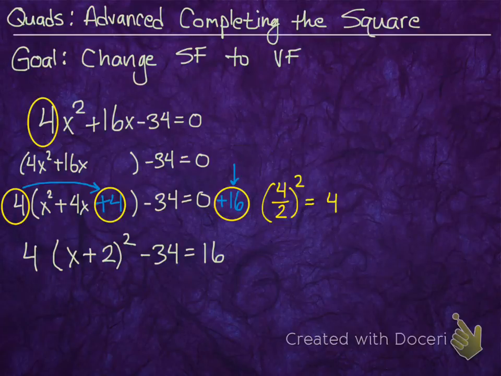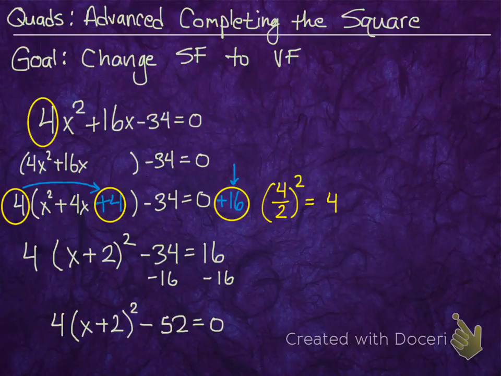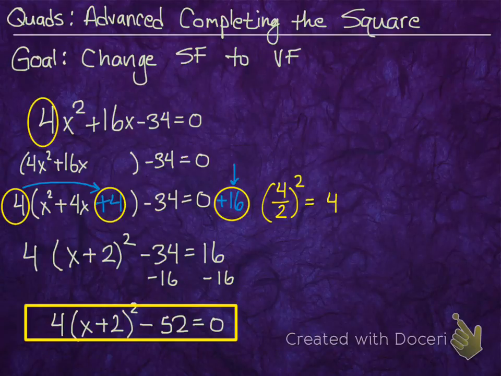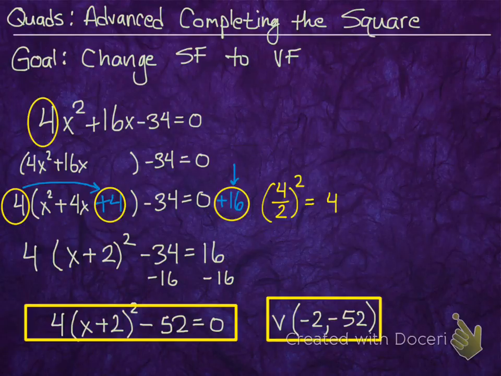We take the x squared plus 4x plus 4, that's a perfect square, factor that into x plus 2 squared. And now we have everything equaling 16 on the right hand side. We still want it to be 0, so we subtract the 16 back to the left hand side. And now our equation is 4 times parentheses x plus 2 squared minus 52, and all of that equals 0. And now we have our equation in vertex form, which now tells us the vertex, which is negative 2, negative 52. Bam.